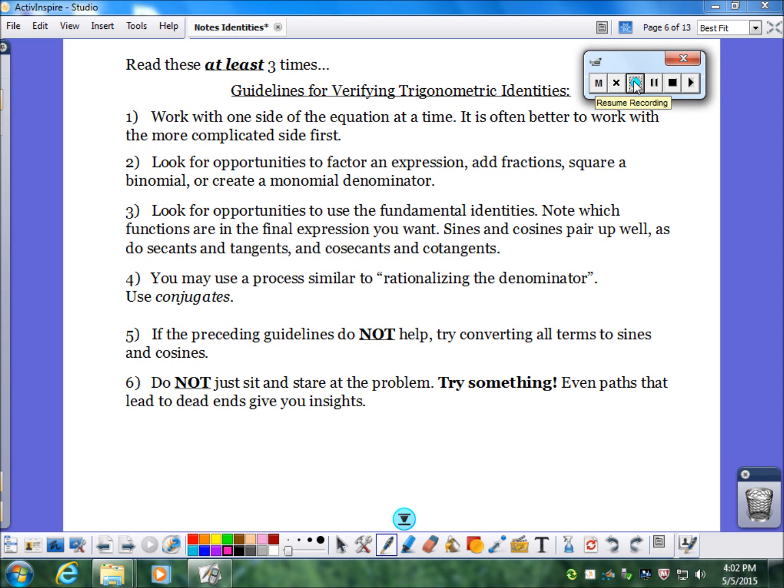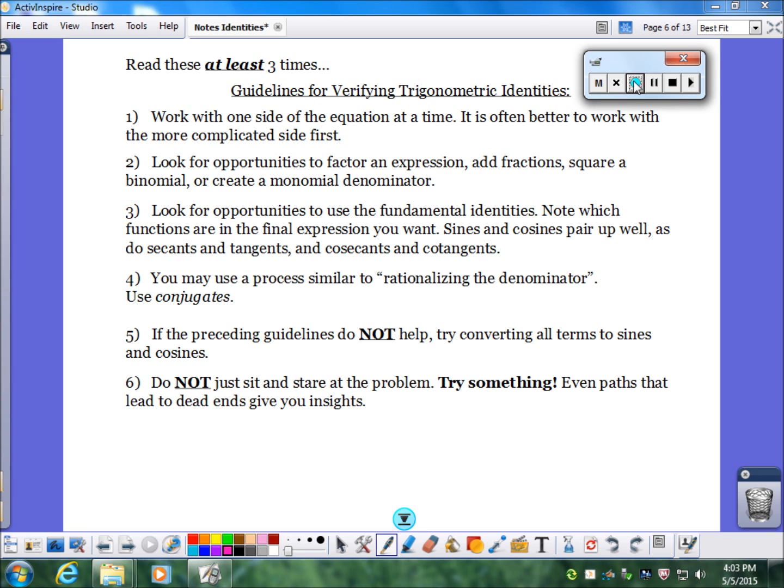Alright, how are we going to use these? We're going to be doing what we call verifying identities. It's sort of like proofs in geometry. We're going to be working with one side of an equation only, and we're going to be simplifying it using our identities, or not necessarily simplifying it, but substituting in equal expressions to make it equal to the other side of our equation. We're only going to work with one side only. Whatever one looks the most complicated, that's typically the one you're going to work on.